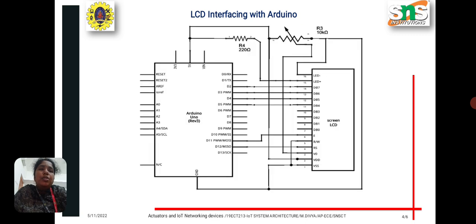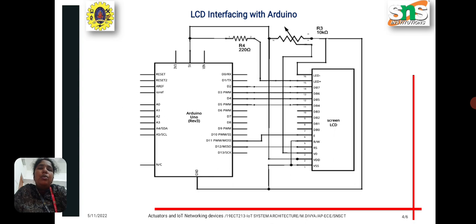This is the circuit diagram for LCD interfacing with Arduino. We have a 16 cross 2 LCD, with VSS made ground and VDD as the 5 volt power supply, and a potentiometer for adjusting the contrast, RS as register select, and a read and write pin. We have to make the enable pin always high so that we can either read or write data.